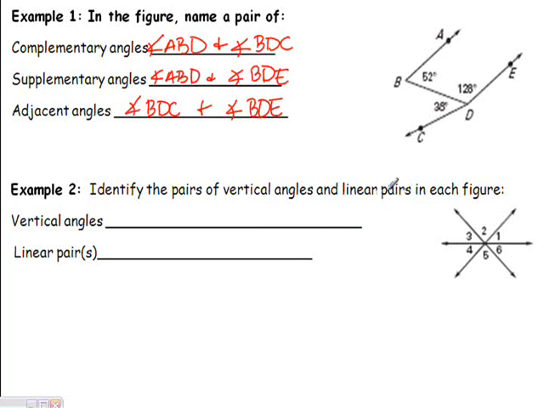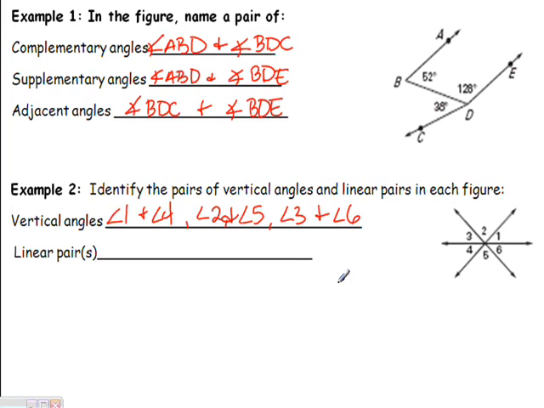All right, so now we need to talk about vertical angles and linear pairs. So vertical angles, remember, are angles that have two pairs of opposite rays. So for example, angle 1 and angle 4, angle 2 and angle 5, and finally angle 3 and angle 6. Those are all vertical angles.